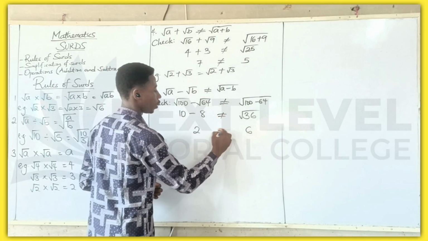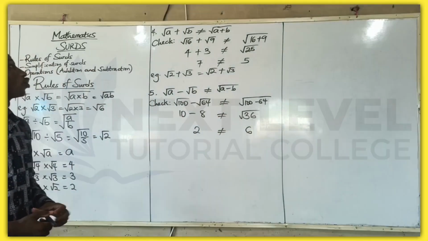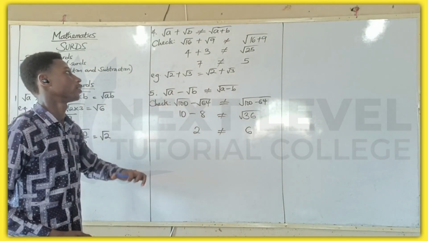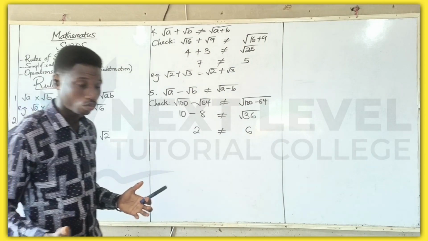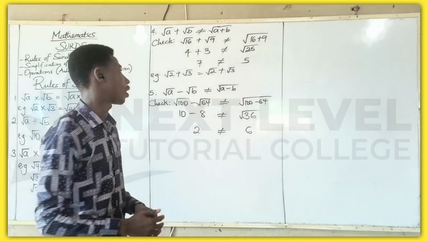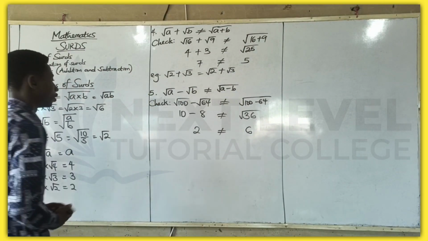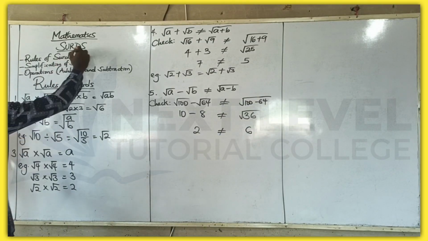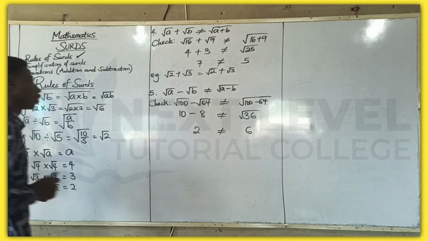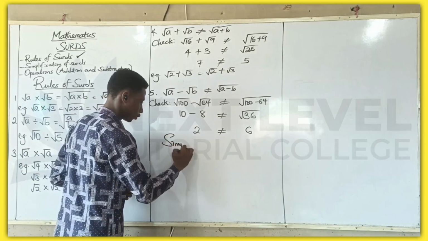So also, we cannot combine SURDs when they are subtracting and then when they are adding. So these are the basic rules of SURDs that you should be familiar with. If you understand this, then you are good to go. So we'll be moving now to simplification of SURDs. We are done with this. Simplification of SURDs.